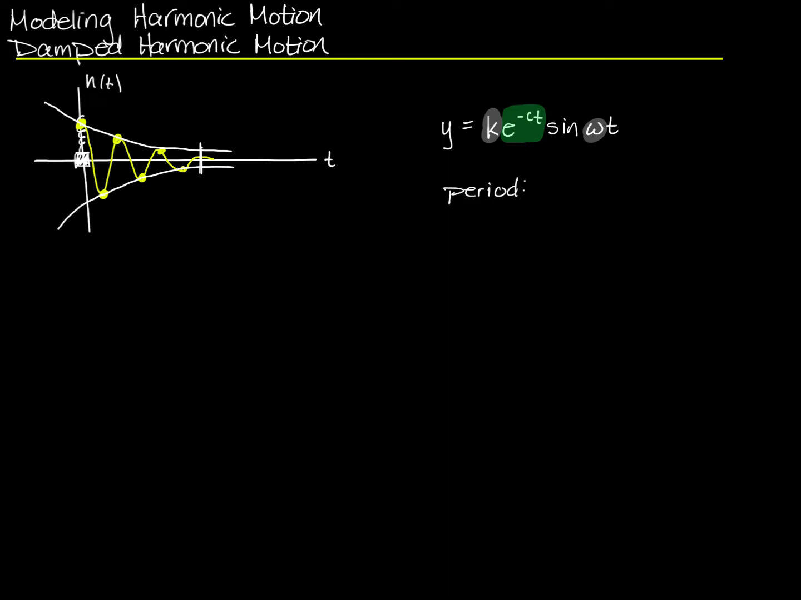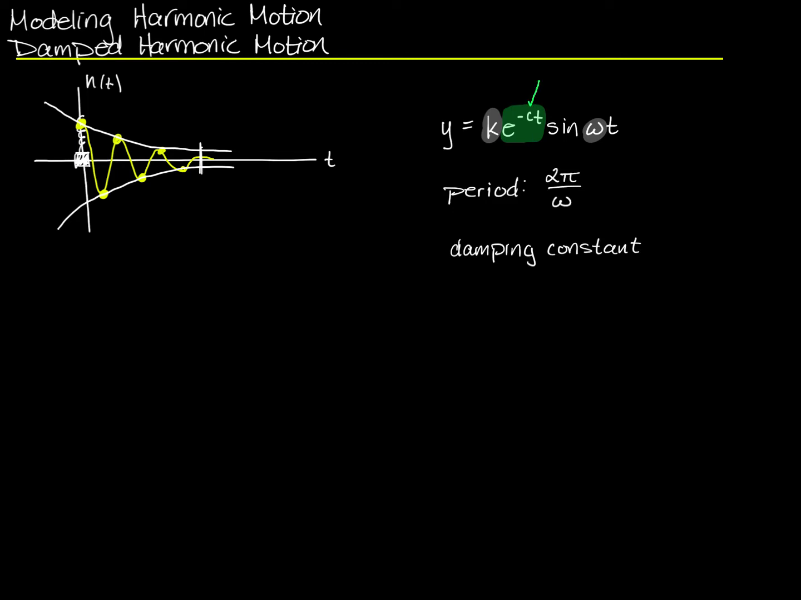We still talk about a period. It's the length of time it takes to get from a maximum to the next maximum, even though that second maximum isn't as tall as the previous one. And that period is still 2 pi over omega.